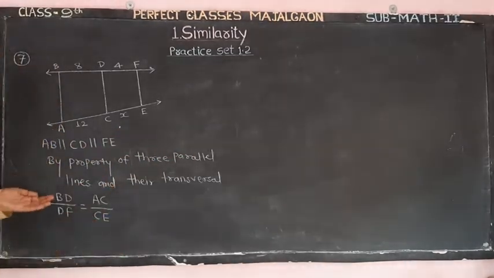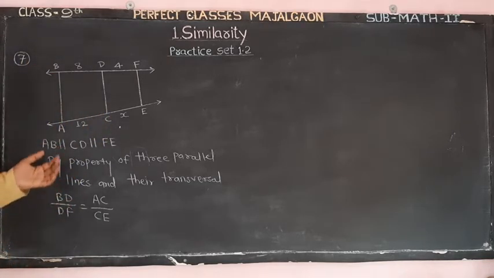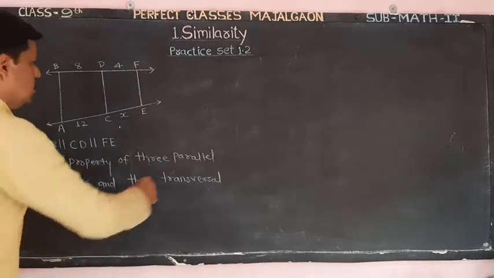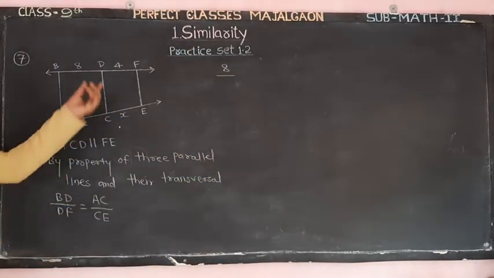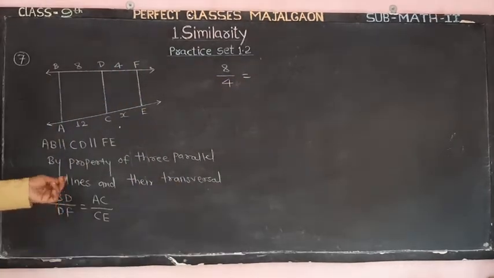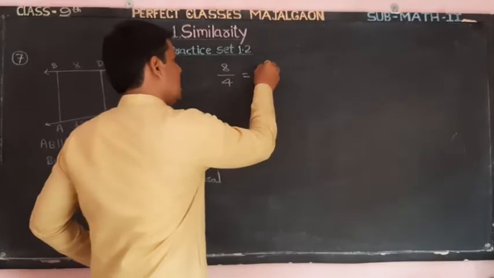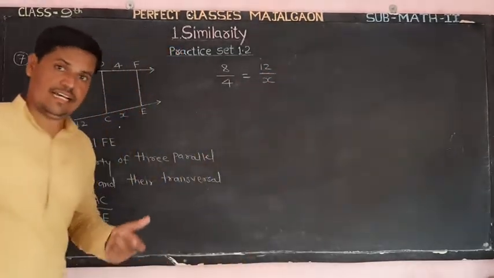Now we substitute the values given in the figure. What are the values given? Here the value of BD is 8. Also the value of DF is 4. Then AC is 12 and CE is X. It will be written as it is, X.